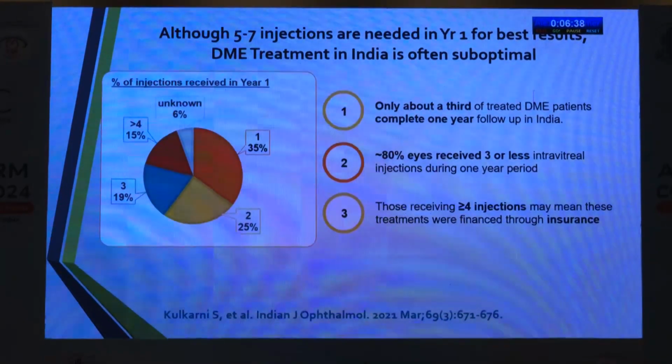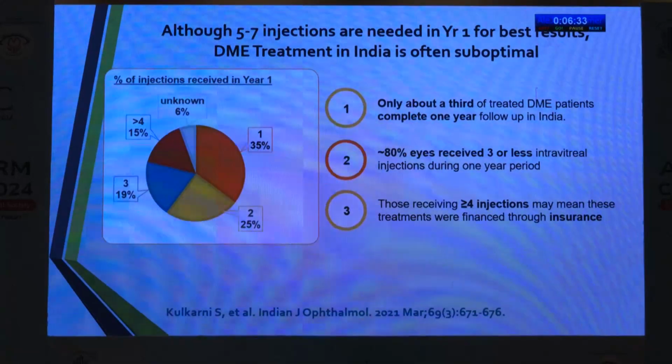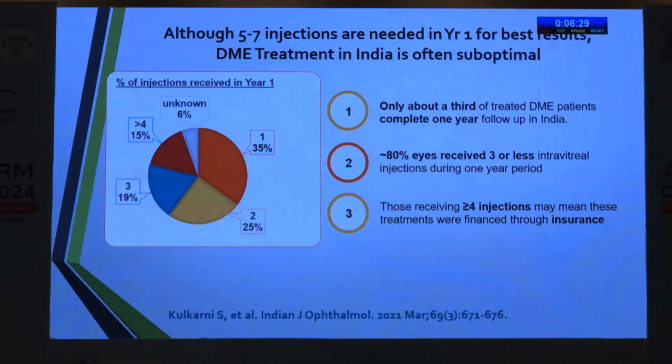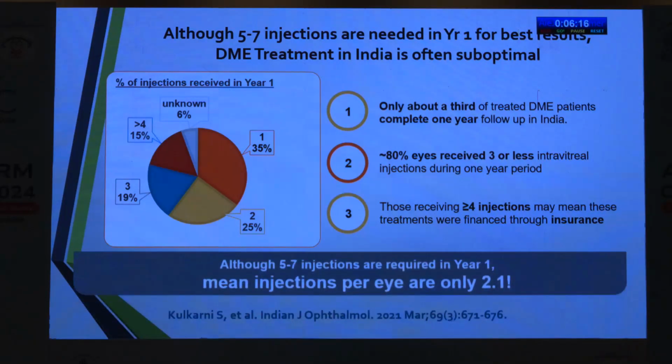This is one study which has shown that diabetic macular edema treatment in India, although 5 to 7 injections are needed in year 1 for best results, is often found to be suboptimal. Only about a third of the treated DME patients completed 1 year follow-up, and around 80% received 3 or fewer intravitreal injections during the 1 year period. So although around 5 to 7 injections are required in year 1, the mean injections per eye in this study was only 2.1, which is grossly undertreatment.